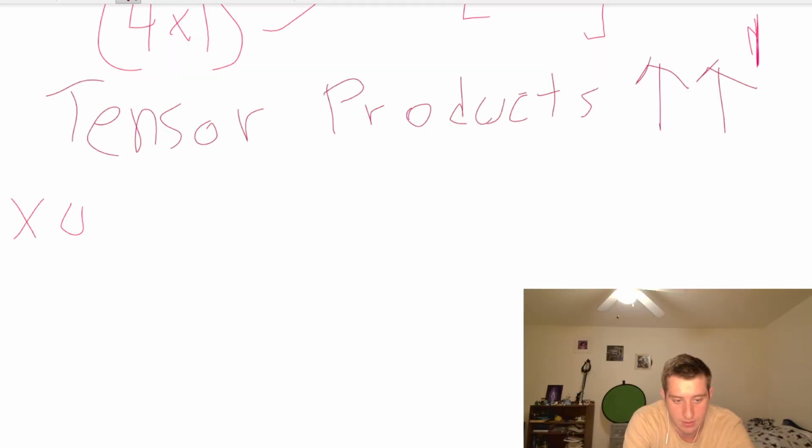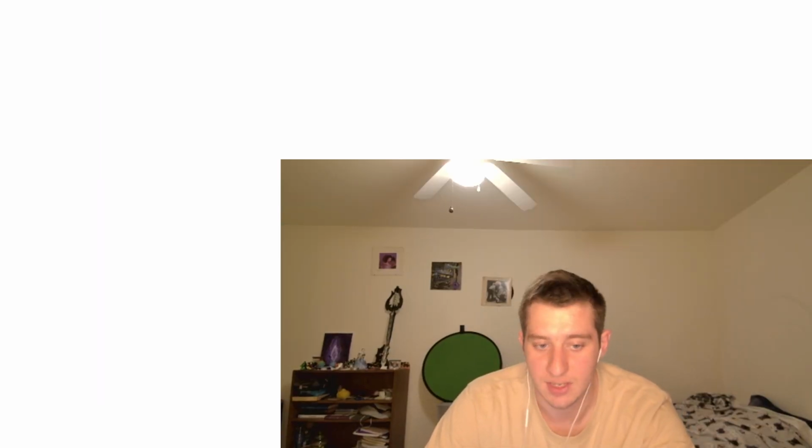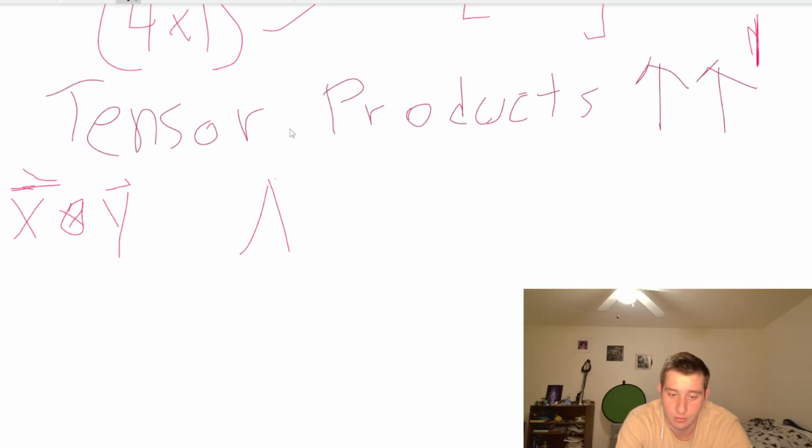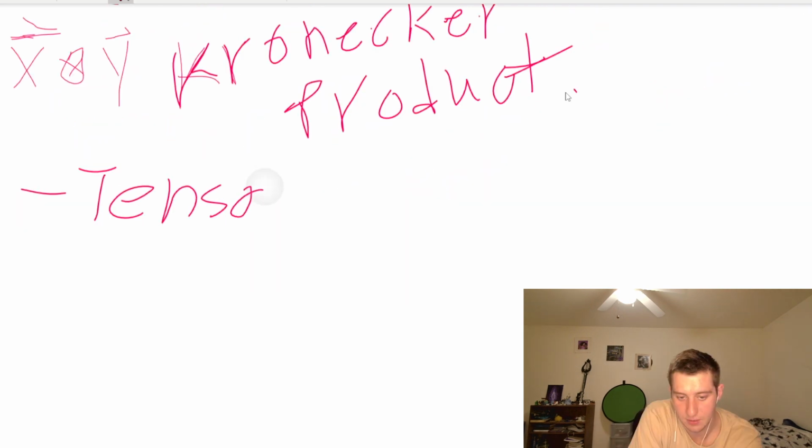So we talked about tensor products of something like x and y as vectors, right? The Kronecker product is a special type of tensor product where, remember how we were talking about matrices? Well, we're back to talking about matrices. The Kronecker product is a tensor product. Let's define this. I would define it as a tensor product.